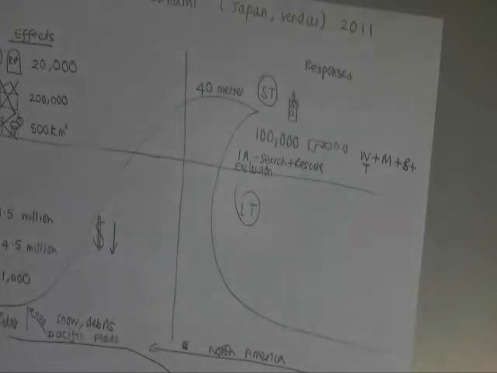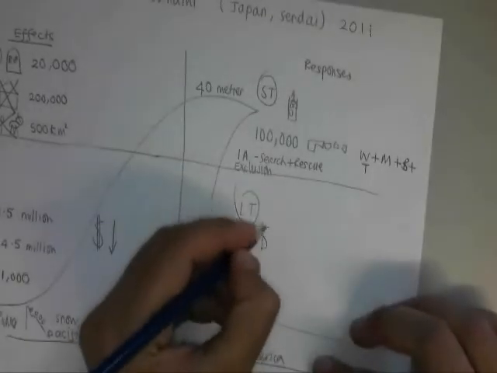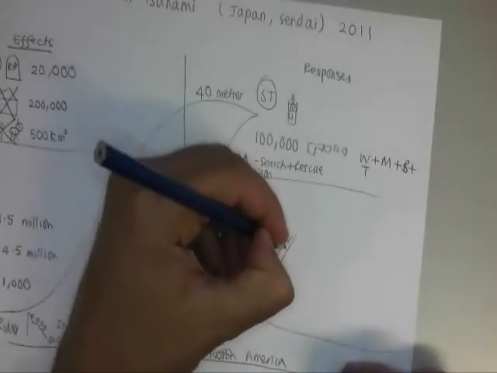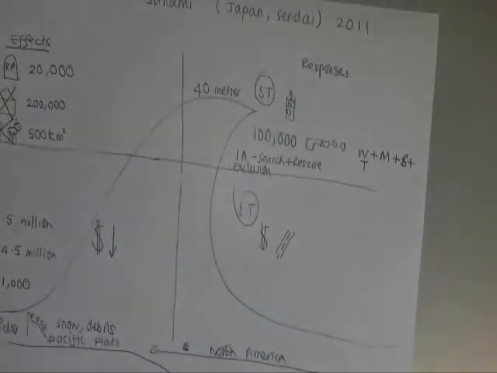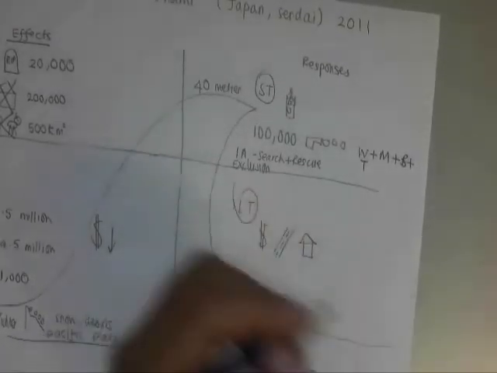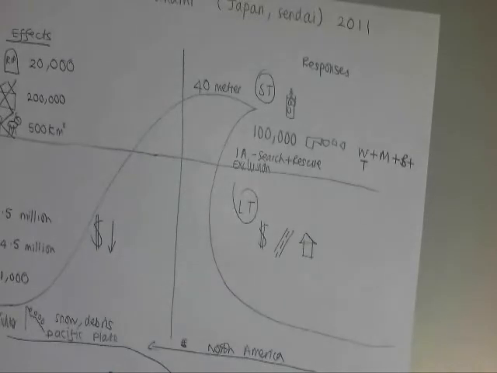Huge amounts of money have had to be spent on the reconstruction of buildings, rebuilding houses. Obviously you've got your roads and your infrastructure that need to be built. So there were billions of dollars as a long-term response that needed to be invested.